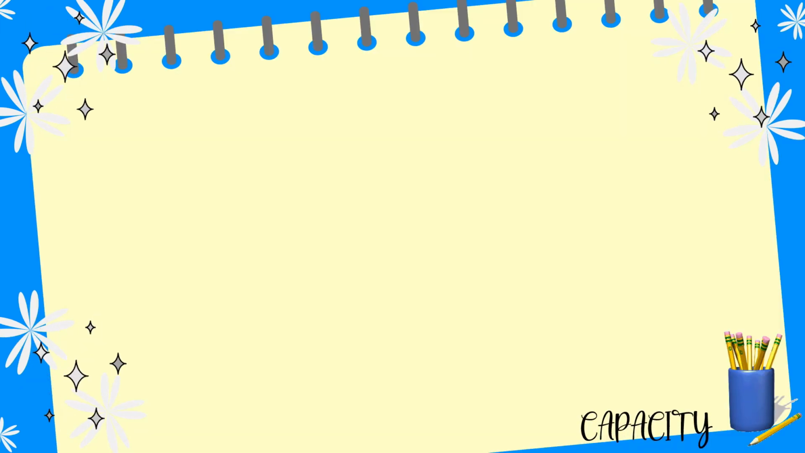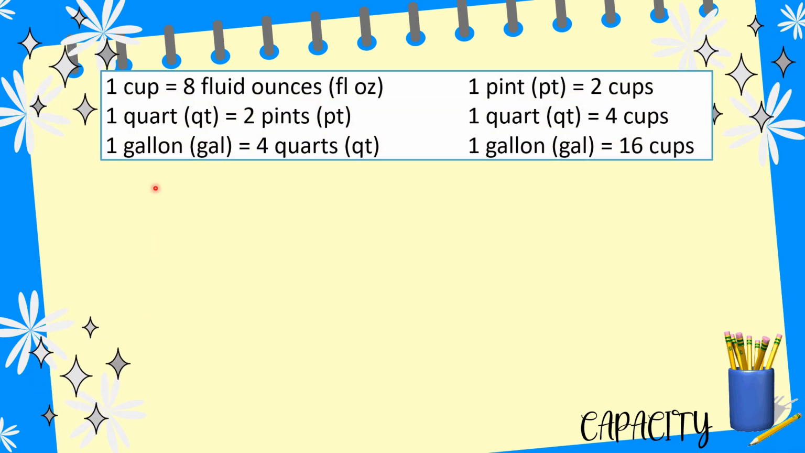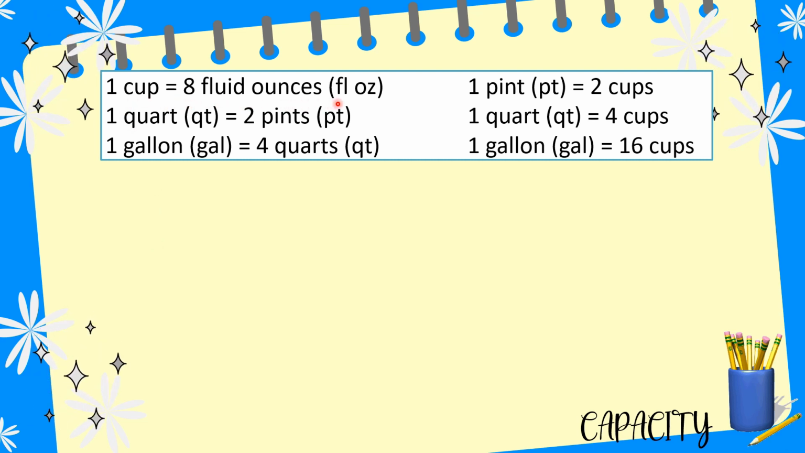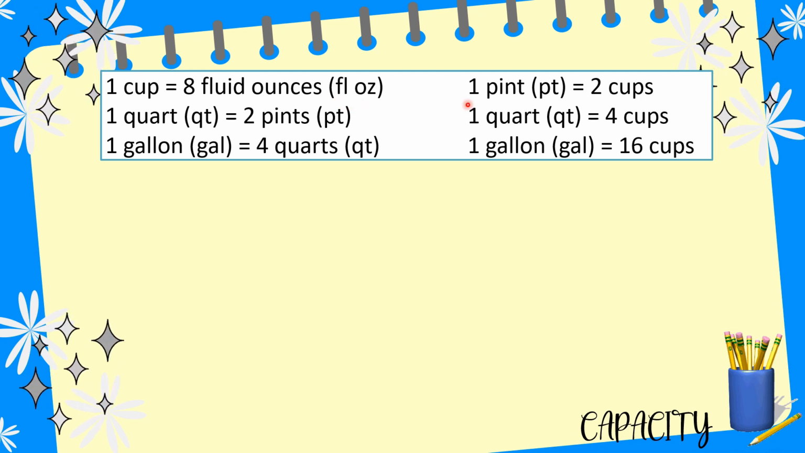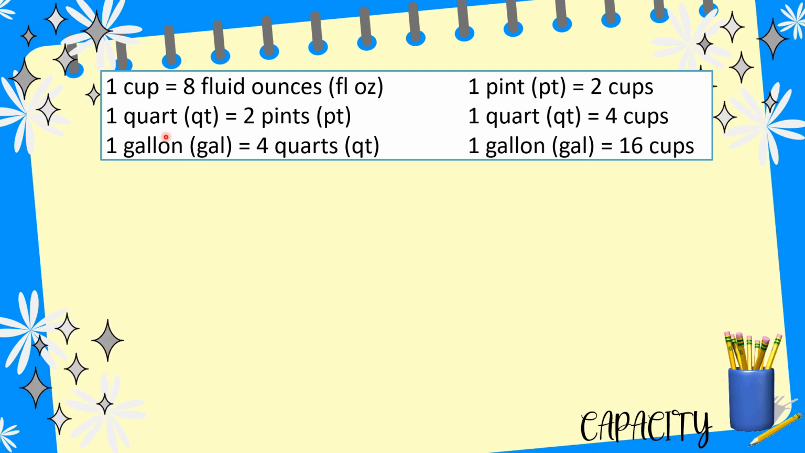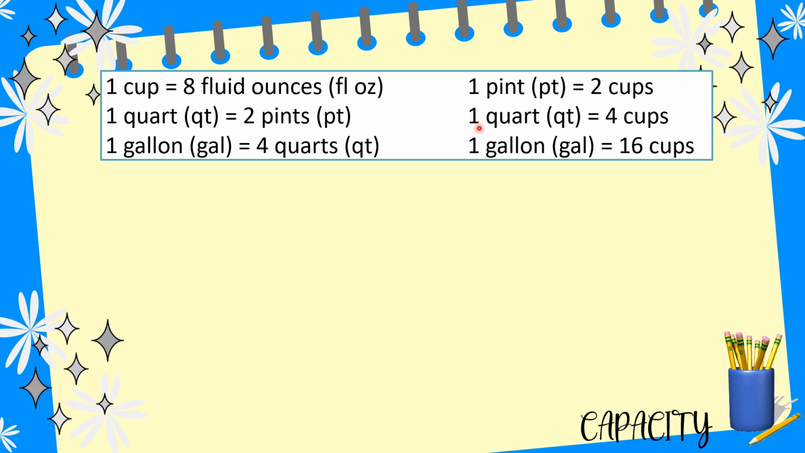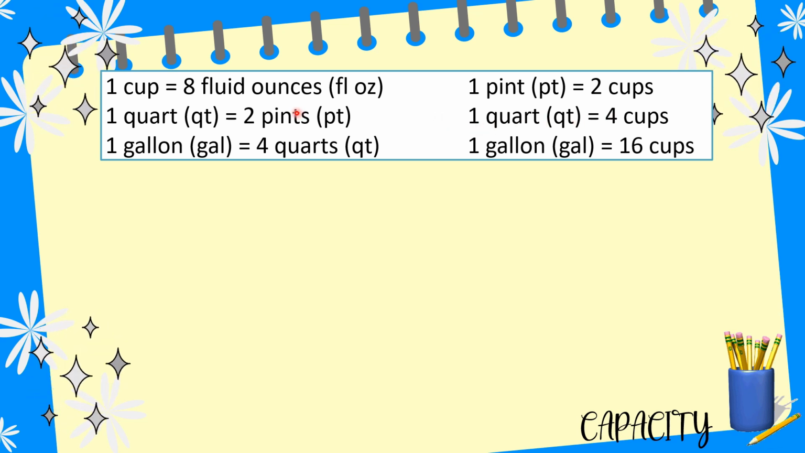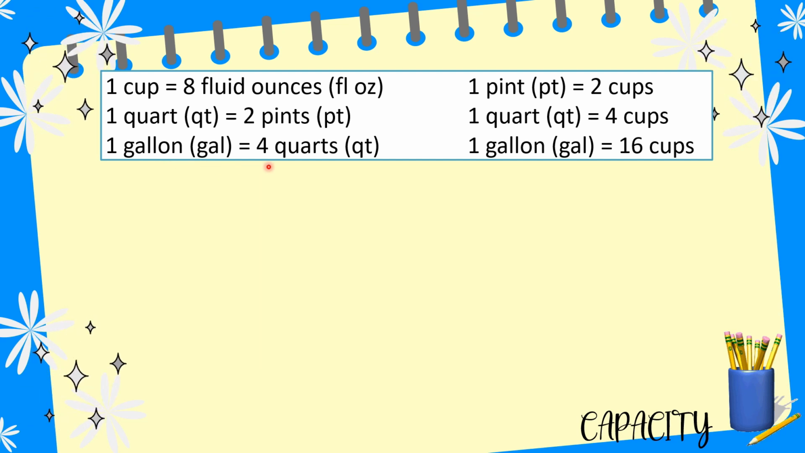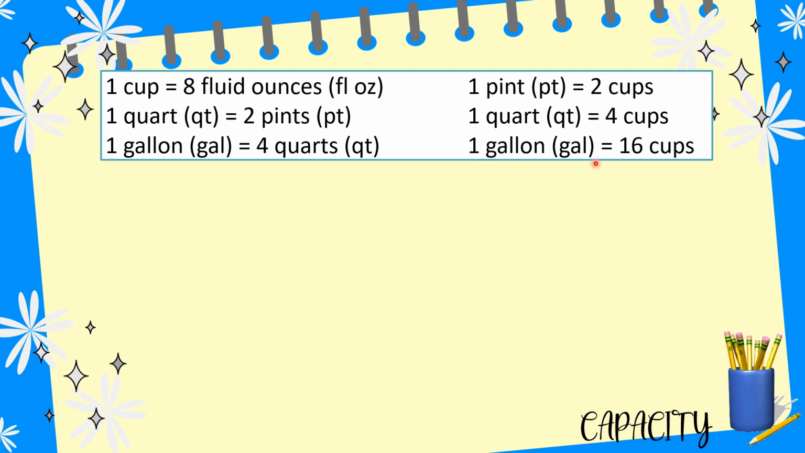These are the converting factors for measures of capacity for the English system. We have 1 cup is equivalent to 8 fluid ounces, abbreviated as FL OZ. 1 pint, abbreviated as PT, is equivalent to 2 cups. 1 quart, abbreviated as QT, is equivalent to 2 pints. And 1 quart is also equivalent to 4 cups. While 1 gallon, abbreviated as GAL, is equivalent to 4 quarts. And also, 1 gallon is equivalent to 16 cups.